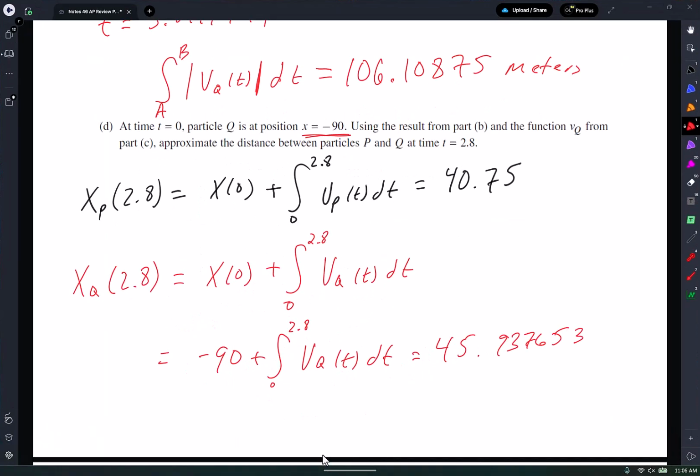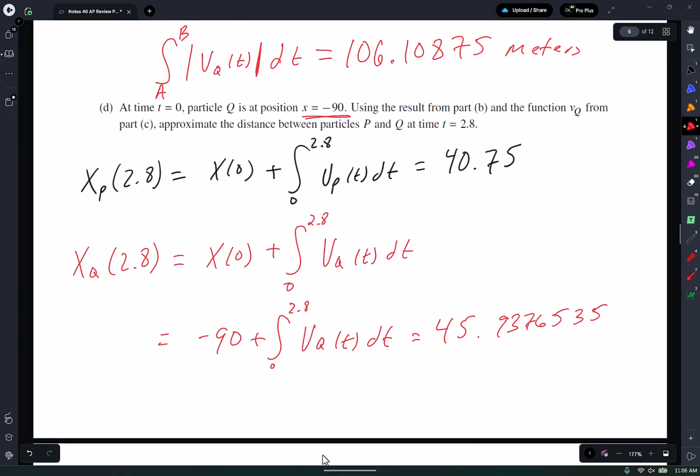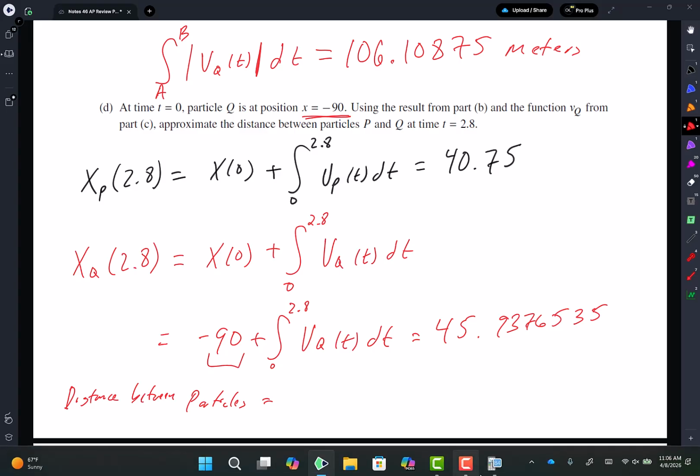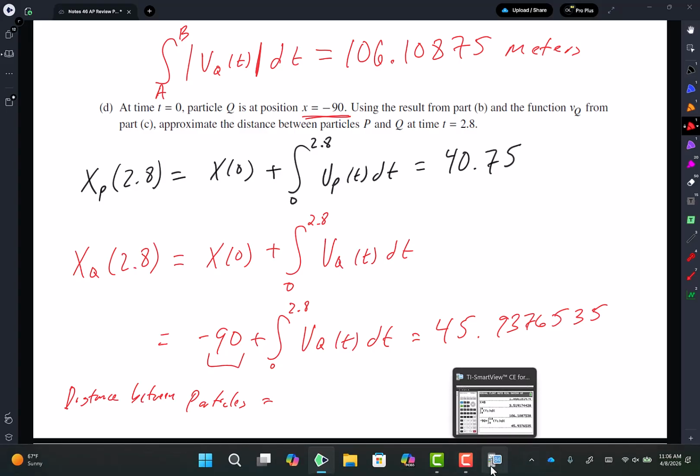765. What's the last? 35? Okay. How do I find the distance between both? Take this one, so I'm going to write distance between particles. What's up, miss? Did we factor out the negative 90 from? I put it in the front. Negative 90 plus displacement. Yeah, why don't we have to add it to the first one?